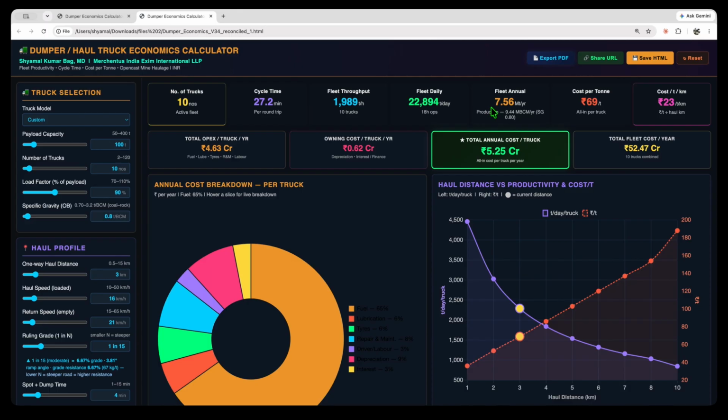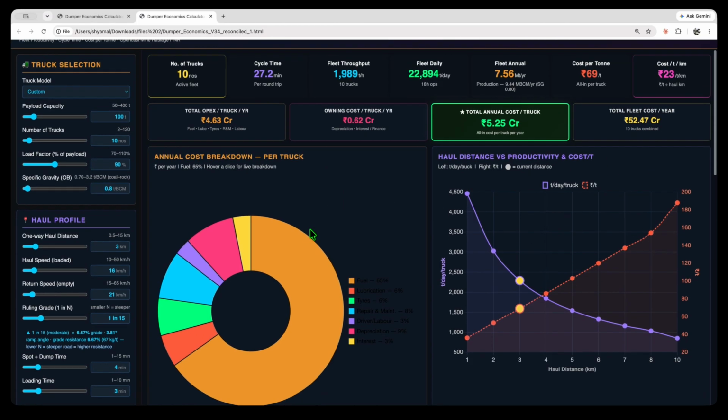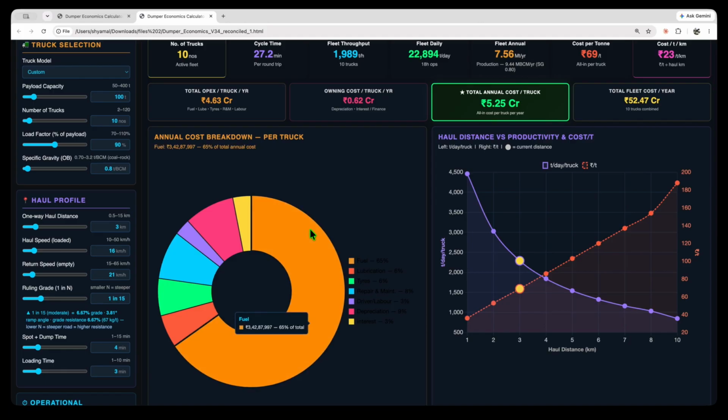Then I am coming to the next section, that is the cost breakdown. Here you can see the total OPEX and this is the total owning cost. So total owning and operating cost is 5.25. Total fleet cost, multiplying by the number of trucks, is also showing, and this is a pie chart that answers where does the money actually go.